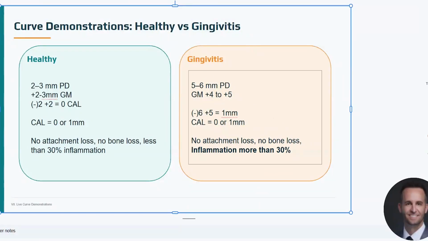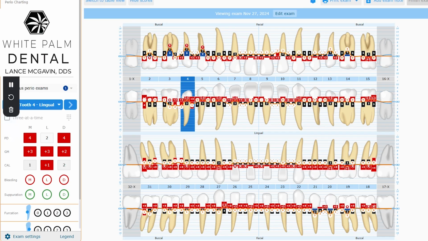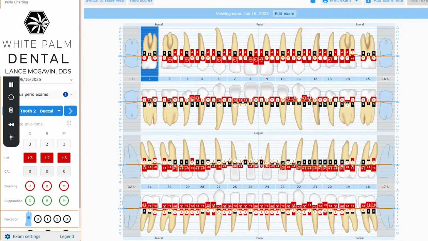They've got really red, puffy gums everywhere. They've got lots of plaque. They've got lots of bleeding in their gums on more than 30% of their teeth. So we're going to look at another scenario here.